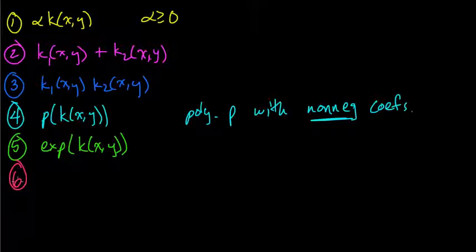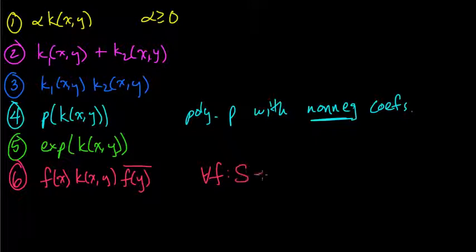Okay, 6, in bright neon pink. That's nice. So for 6, we're going to have some function f, and we'll take f of x times k(x, y) times f of y. And for this, I'm going to put the complex conjugate of f of y. In the real case, of course, well, maybe I should say what f is first. And this is for any f from s to, well, it would be R in the real case, and it would be any f from s to the complex numbers in the complex case.